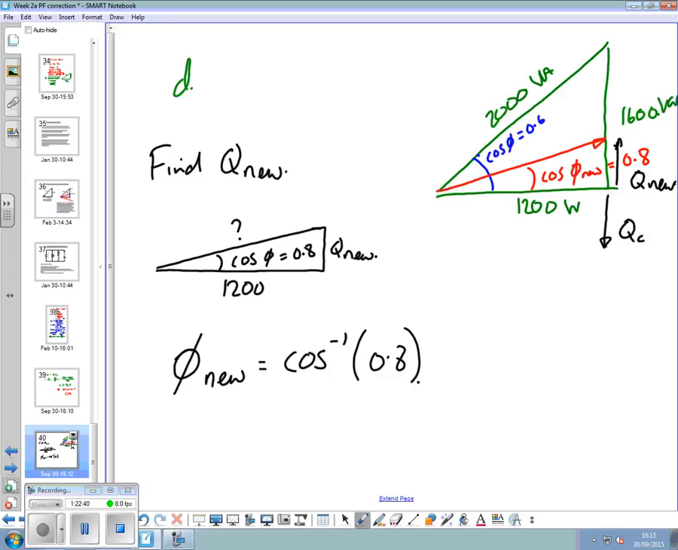Right? That comes out at 36.8 degrees. I rounded it down. So though the normal thing would be to round up, I've done it down because the question said improve to at least 0.8. So if we went the other way, we wouldn't get at least 0.8. Right?